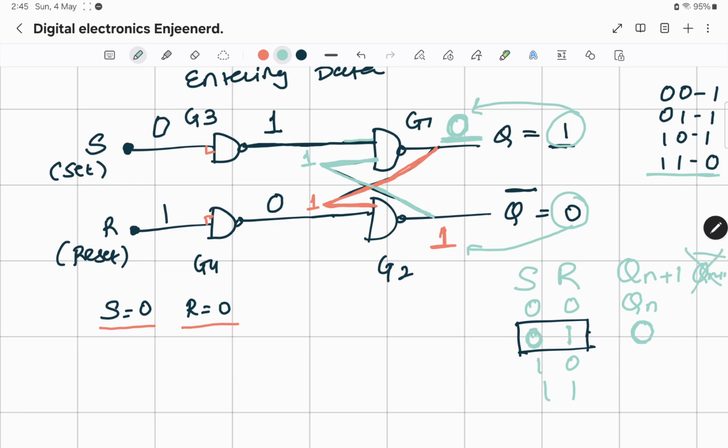It is understood. So whenever S is 0 and R is 1, my Qn plus 1 is 0. Had this Q been 0 initially, it would have remained 0. And I purposely wrote it as 1 so that you can understand how this 1 is getting converted to 0. Which means if you ever want to reset a flip-flop, all you have to do is give 0 at S and give 1 at R, which will reset your flip-flop.